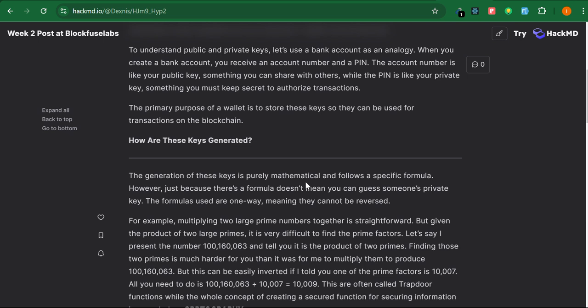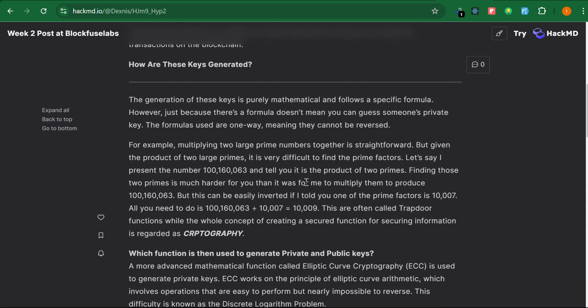Okay, so I added an example. Multiplying two large prime numbers together is straightforward, right? But given the product of two large primes, it is very difficult to find the prime factors. Let's say I present the number 100,160,063 and tell you that it's the product of two primes. Finding those two primes is much harder for you than it was for me to multiply them to produce 100,160,063.